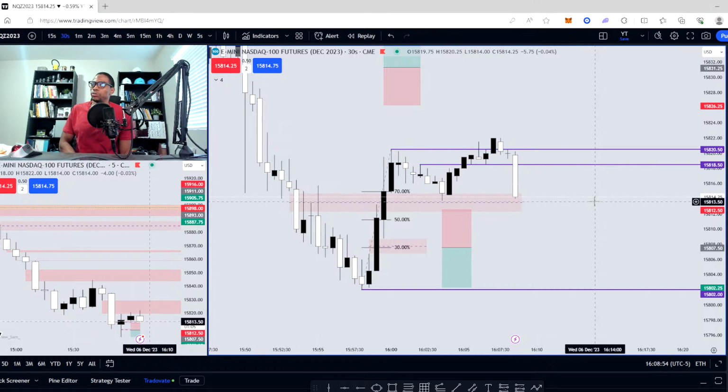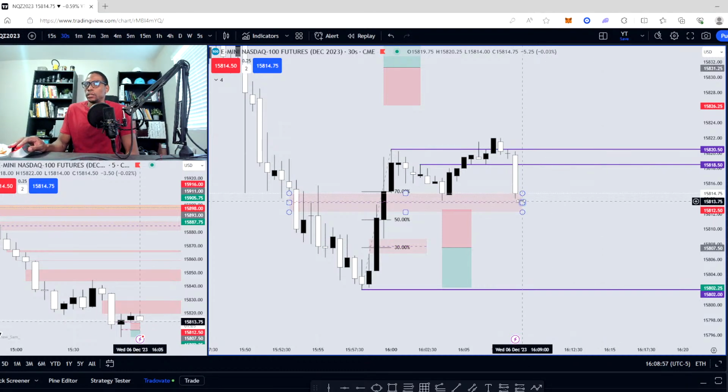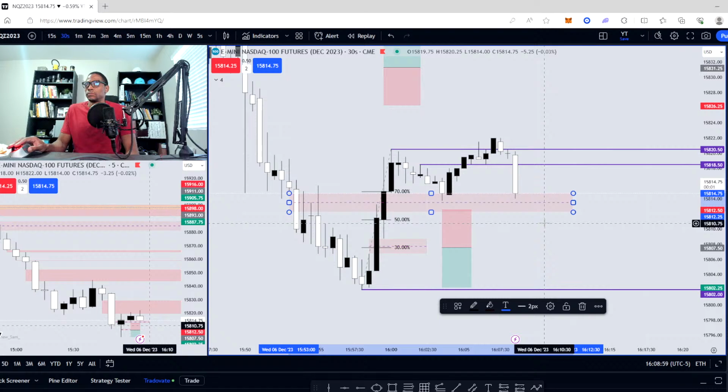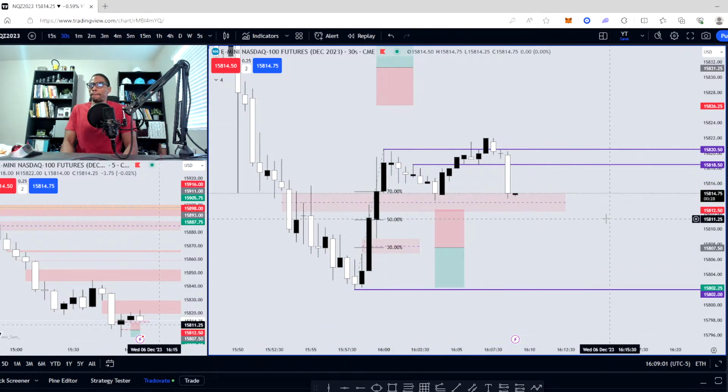We're starting to see price crash now. This is what we were hoping to see. Now we need it to push through the fair value gap.